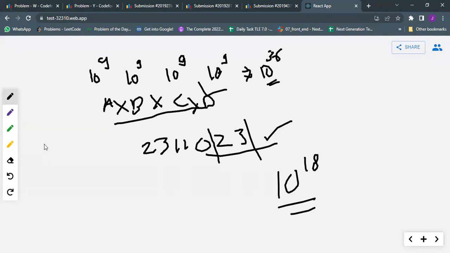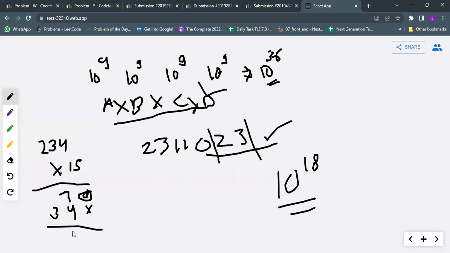So let's say you multiply 234 by something like 15. Okay, what will be the multiplication? I'm not doing the complete multiplication here. It will be something like this, right? So can you see the answer, the product?